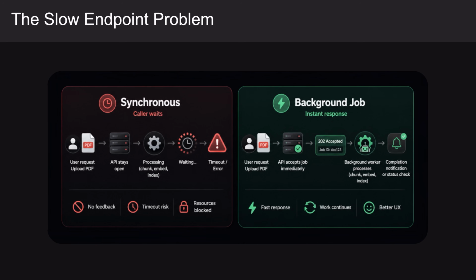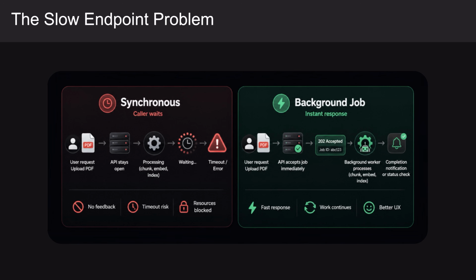Think about what happens when a user uploads a 100-page PDF to Karan's RAG API. The endpoint has to read the file, split it into chunks, call the embedding API for each chunk, and index everything into Qdrant. That's easily 20 to 30 seconds. During all of that, the HTTP connection is open and the caller is sitting there waiting.